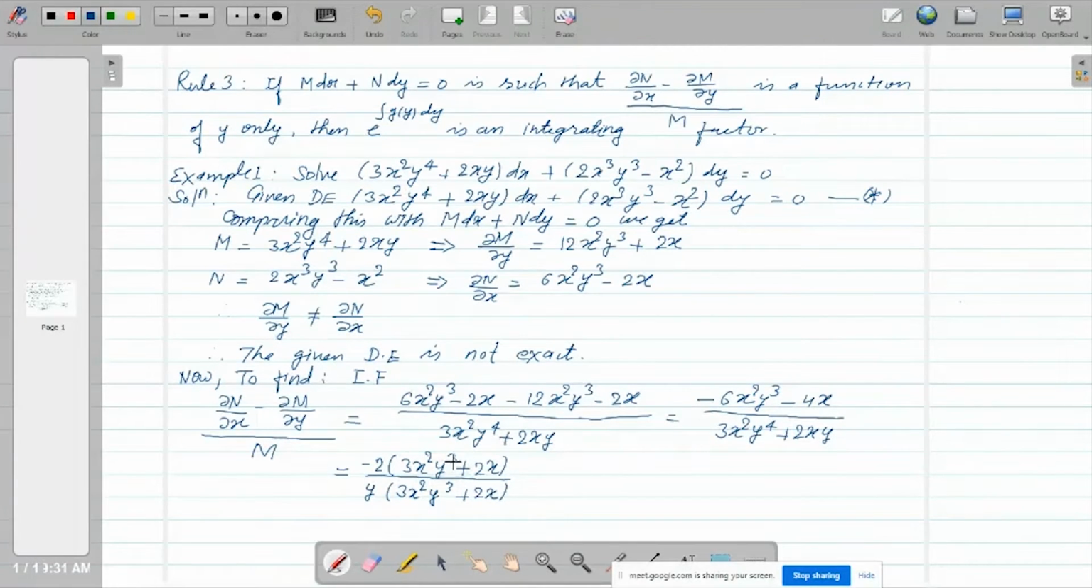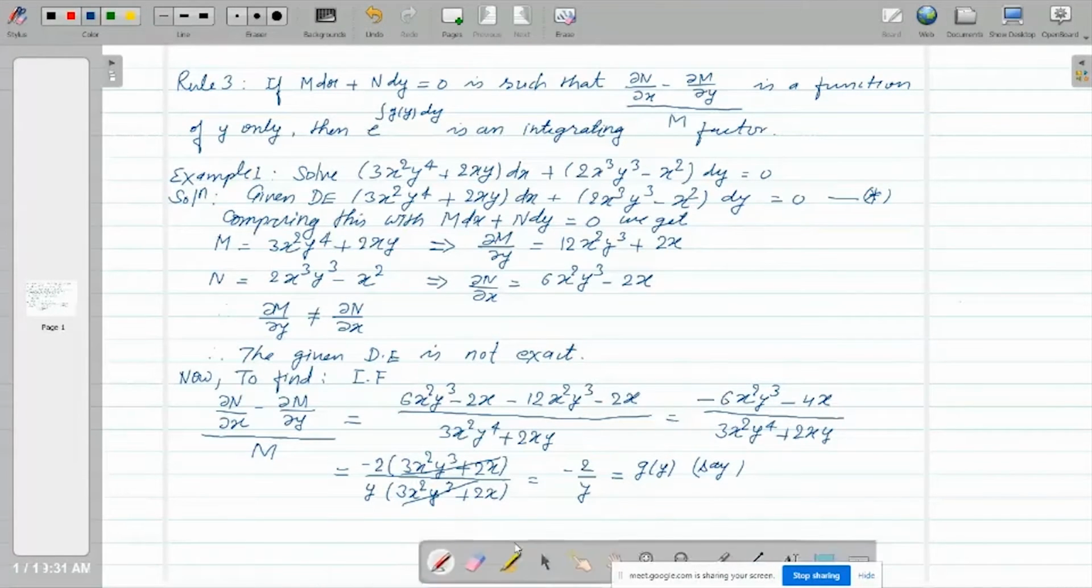Okay. See, this factor will cancel. So the only remaining term is what? Minus 2 by y, which is only a function of y. Say this is g of y. Now our job is to find out the integrating factor. Okay. Now let us move to the next page.